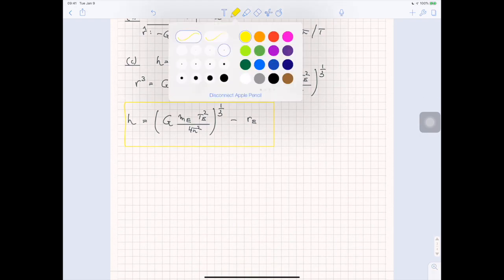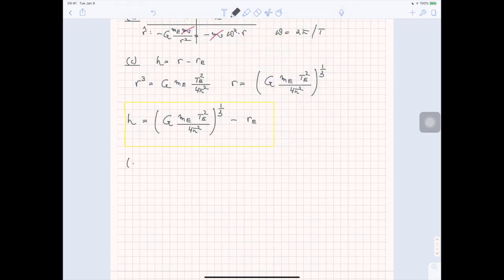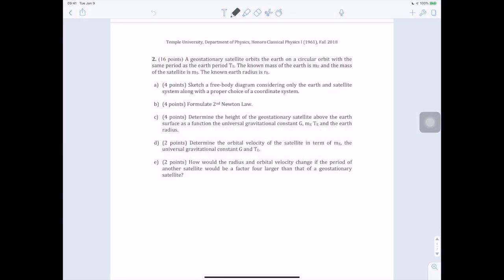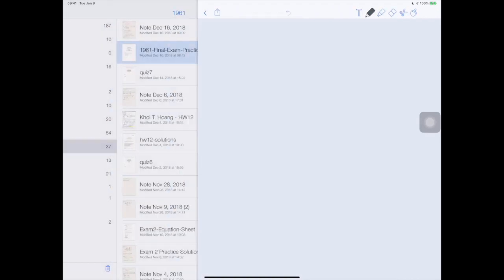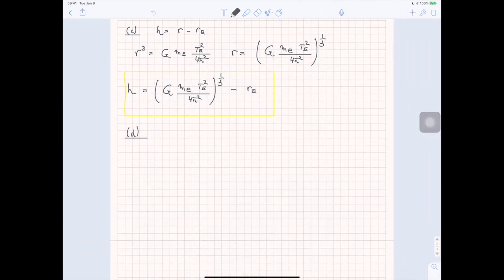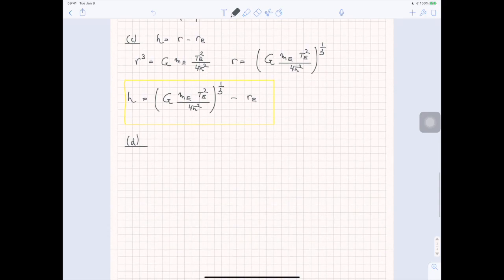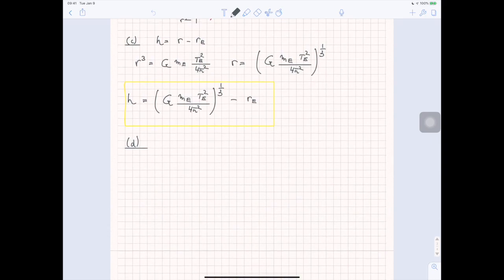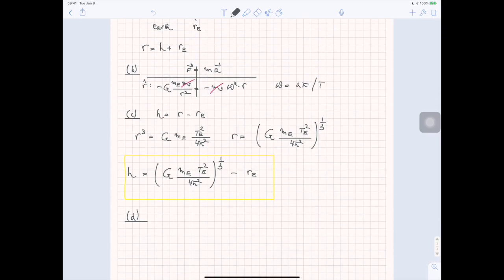And then part D. Let's go back, read part D. Determine the orbital velocity of the satellite in terms of Me and the universal gravitational constant G and Te. All right, so now we have to bring the orbital velocity into the game. Instead of writing the left-hand side of applying Newton's second law, we leave it like that, G Me Ms over r squared. But on the right-hand side, we're introducing the orbital velocity.